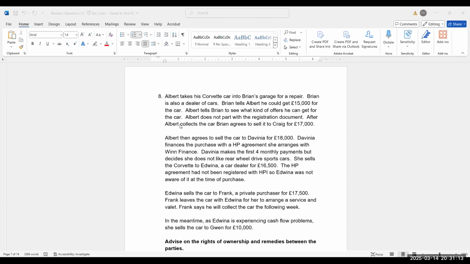But in this case, Davinia did not wait to pay all the monthly installments. What she did was to sell the car off after paying just the fourth one. So the car is not hers, but now she has sold it to Edwina, a car dealer. So the question I want to ask you is, does any Nemo dat exception apply here in relation to Davinia and Edwina? Do you think Edwina acquired good title, or does it remain vested with Win Finance? Remember, you can't give what you don't have. Nemo dat quod non habet. You cannot give title better than the one you've got.